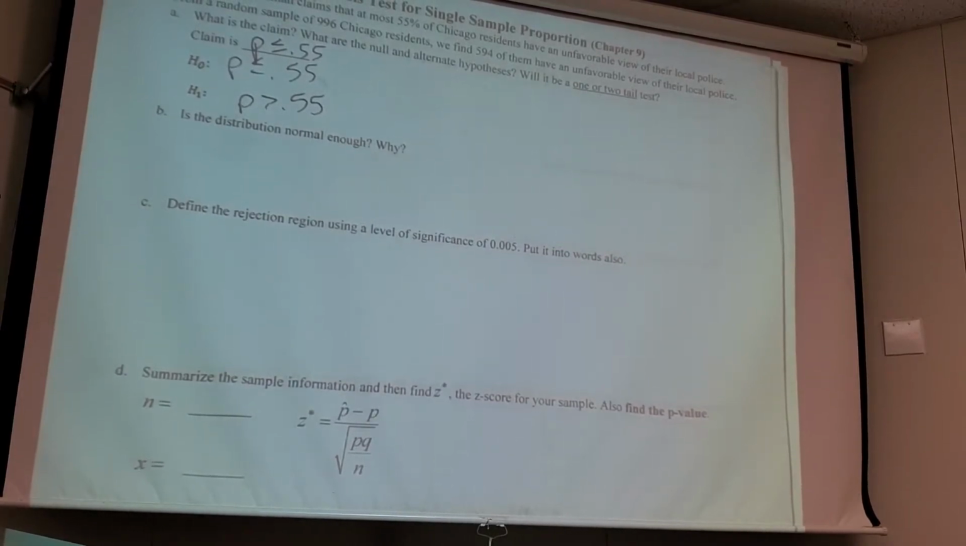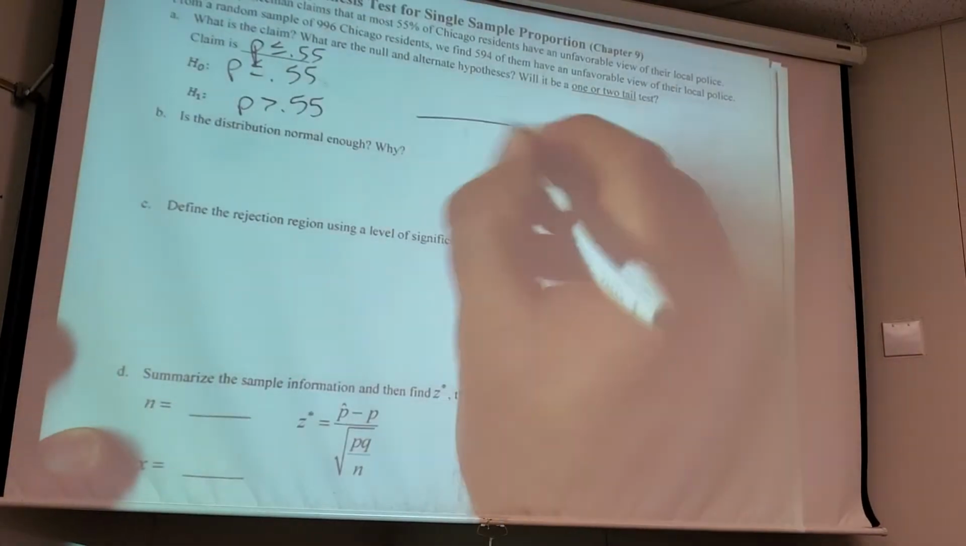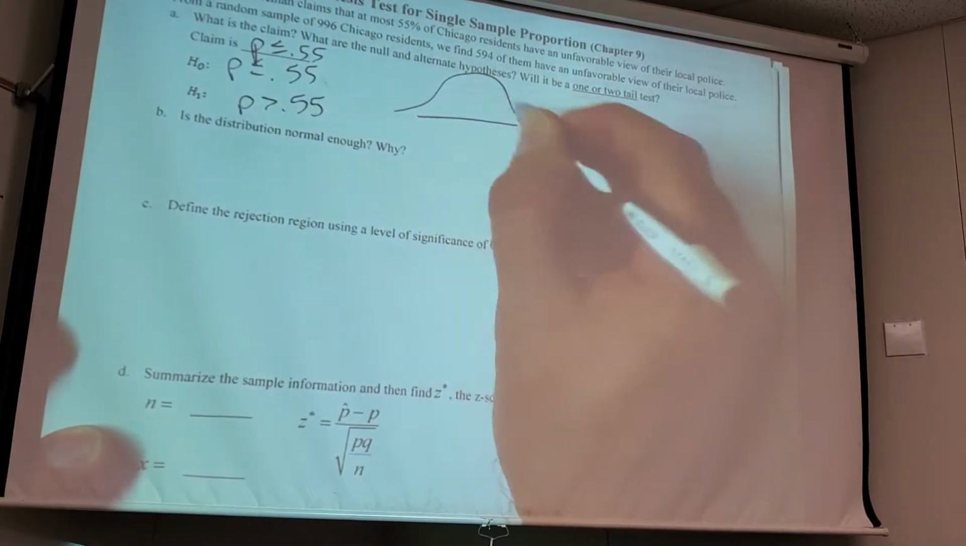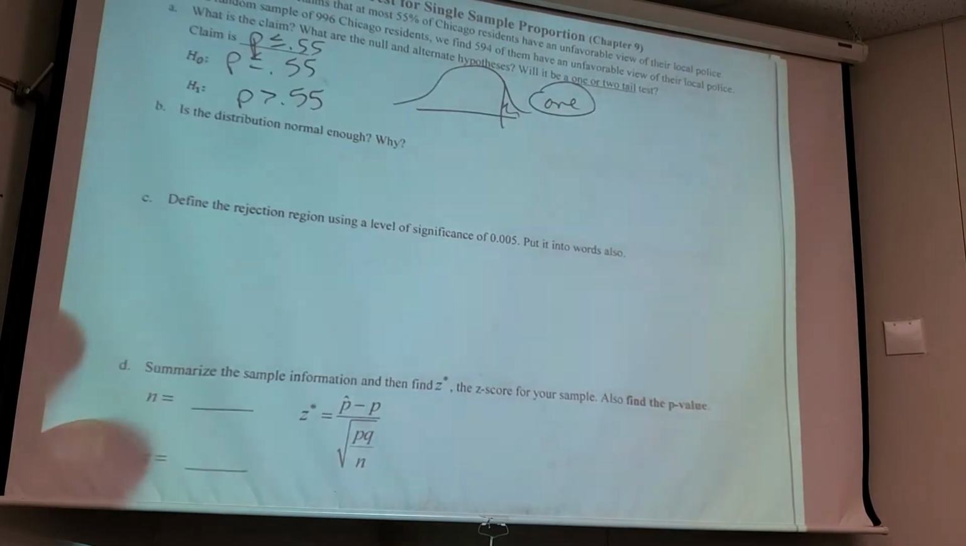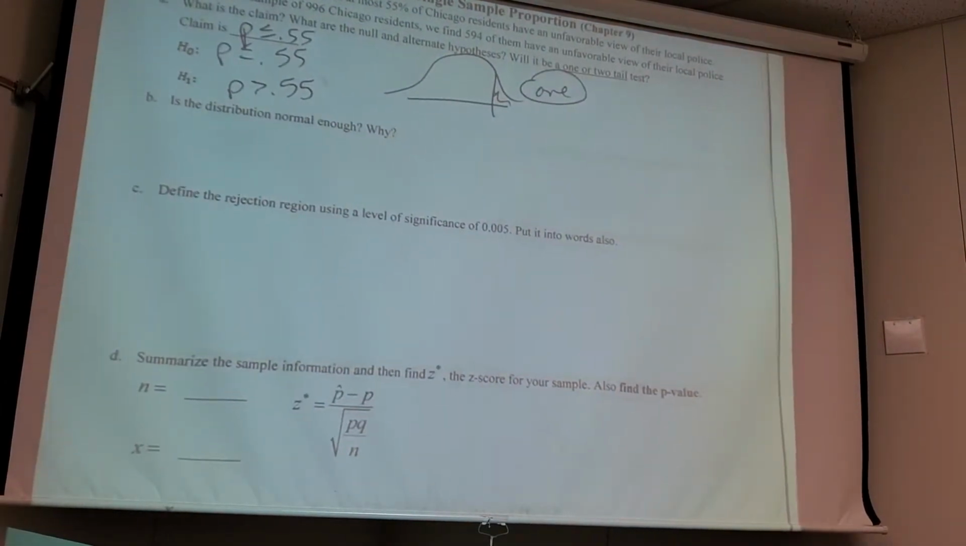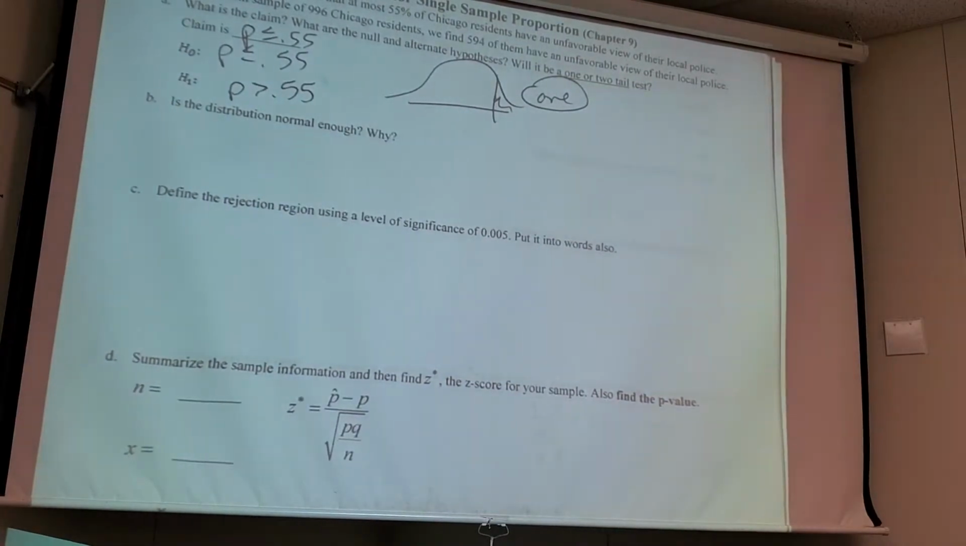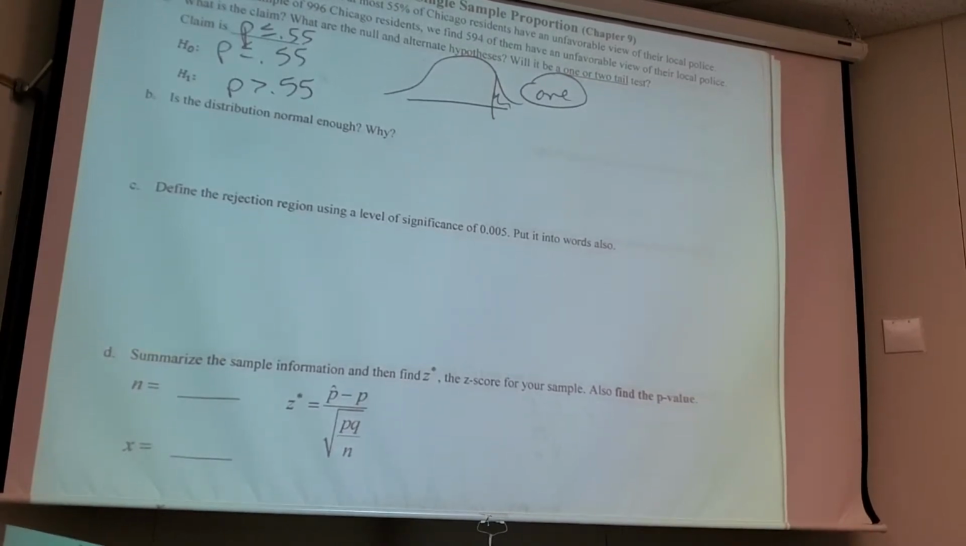1 or 2 tail test. Where? Up here, greater than. You always base it off of the high. The high, exactly. Generally don't want to base too much off the high, but in this case you base the rejection region location off of your high. Is it normal enough?